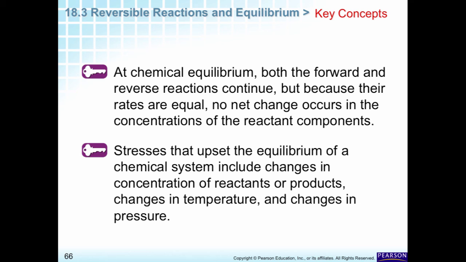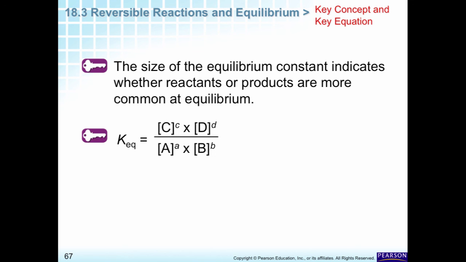Okay, let's summarize. At chemical equilibrium, both the forward and reverse reactions continue, but their rates are equal. No net change occurs in concentration of reactant components. Stresses upset the equilibrium, so according to Le Chatelier's principle, we need to respond to those stresses. What are those stresses? They can include things like concentration of reactants or products, changes in temperature, and changes in pressure. The size of the equilibrium constant will tell us if the reactants or products are more common at equilibrium. Very large equilibrium constant means it favors the products. Very small favors the reactants. And intermediate means there's significant amounts of both.